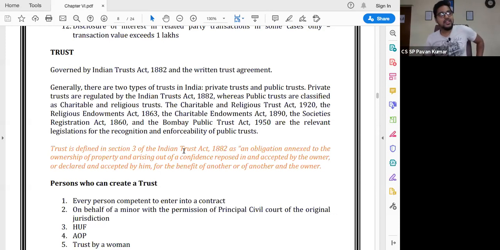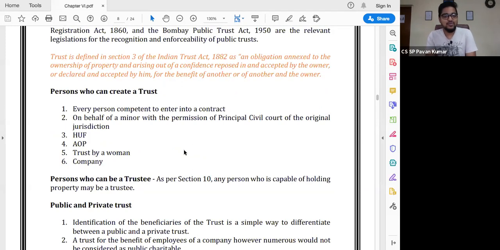So how do you identify a private trust or a public trust? We will just see who is the end beneficiary. Based on that, we can say whether it is a private or a public trust. So who can create a trust? Every person who is competent to enter into a contract can create a trust. On behalf of a minor, with the permission of the principal civil court of original jurisdiction, a guardian can create a trust. Hindu undivided family, AOP, trust by a woman, company, all these persons can form a trust. Who can be a trustee? Any person who is capable of holding property, because he is only going to take care of the property, can be a trustee.